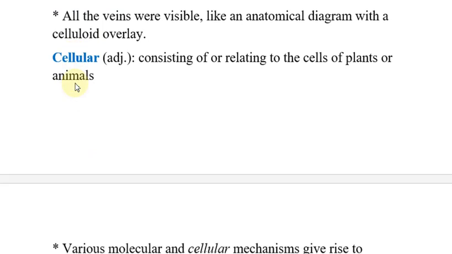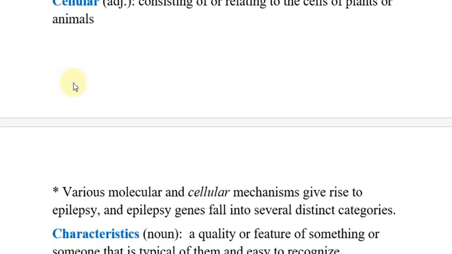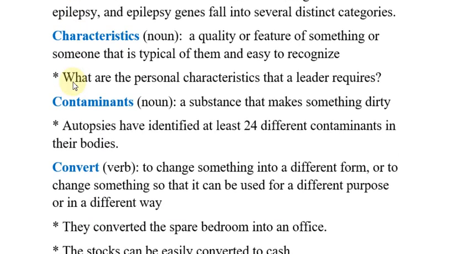Cellular. Cellular, consisting of or relating to the cells of plants or animals. Various molecular and cellular mechanisms give rise to epilepsy, and epilepsy genes fall into several distinct categories. Characteristics. A quality or feature of something or someone that is typical of them and easy to recognize. Example: what are the personal characteristics that the leader requires?